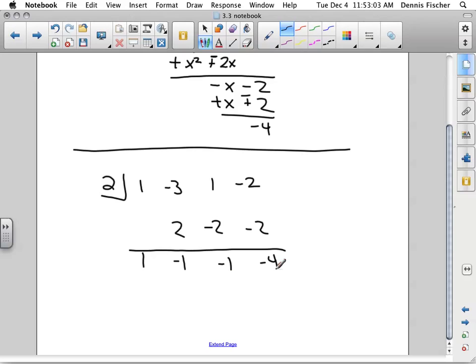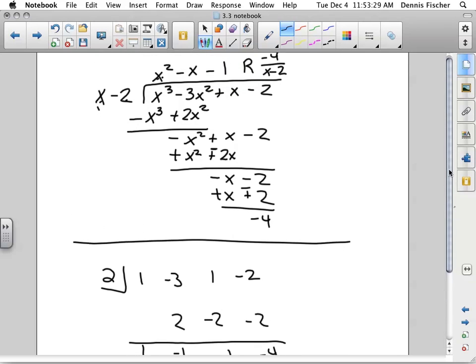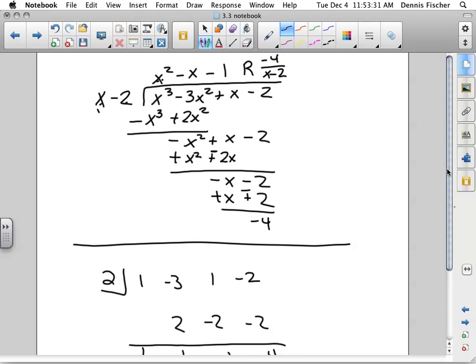Everyone follow me? Now we started with x to the third. Go one level lower: x squared minus x minus 1, remainder of -4. So much easier. Now look at your answer. Are they the same answers? Same answers. That's called synthetic division.